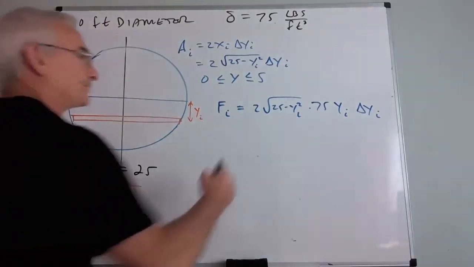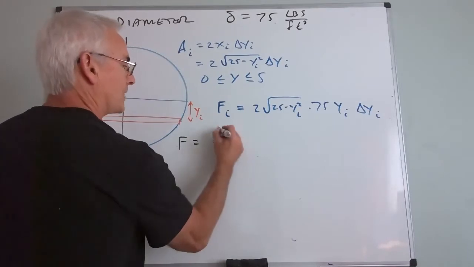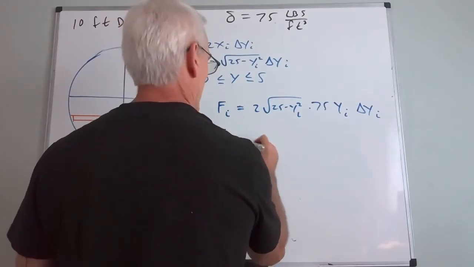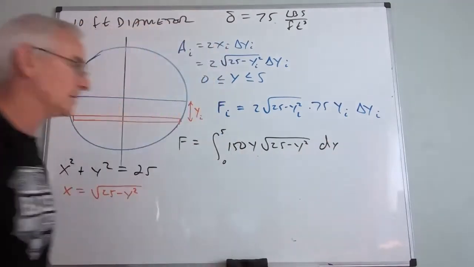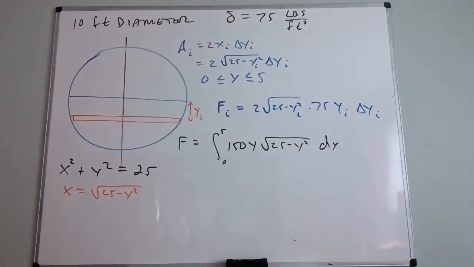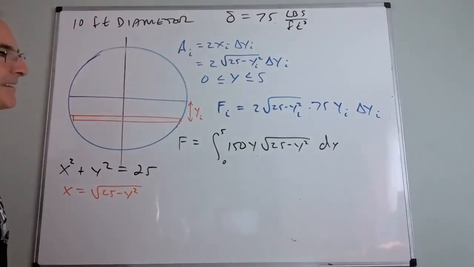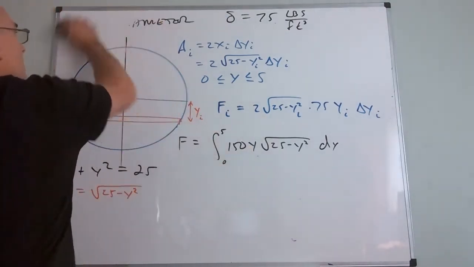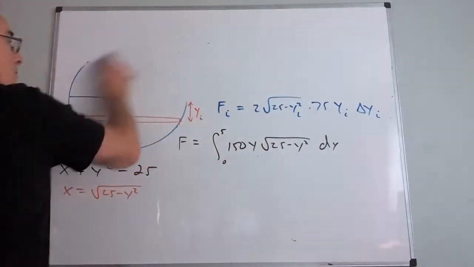Okay, so I can certainly multiply those two. So my force is going to be the integral from 0 to 5 of 150 y square root of 25 minus y squared dy. That's not quite as easy as the last one, is it? Do I know any way of doing this guy? Because that square root, that kind of throws a monkey wrench into this, doesn't it? I'm going to erase this for space. Do you know any Calc 1 techniques?